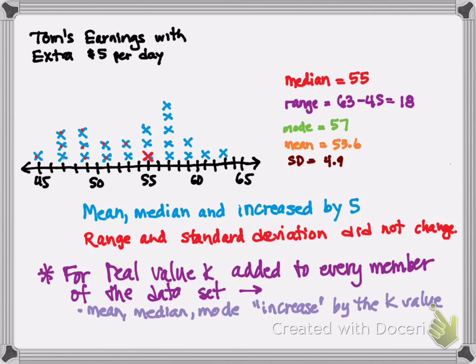Why would I put quotations around that? Because if you're adding a negative, you're going to shift left. You're going to go down by that k value. So increase is relative to the sign of the number that you're adding. So mean, median, and mode increase by the k value, and range and standard deviation do not change. Or we could say remain the same.